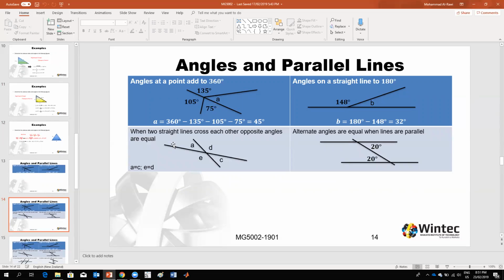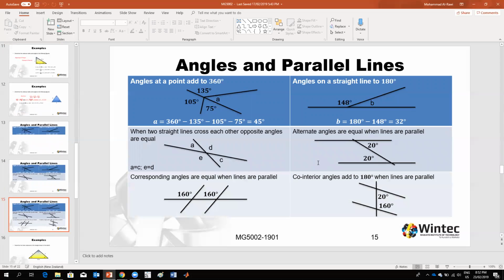Another example, when two straight lines cross each other opposite angles are equal. So angle A is equal to angle C, angle D is equal to angle E. The same thing, alternate angles are equal when lines are parallel, so that 20 is equal to that 20. Corresponding angles are equal when lines are parallel, such as this example. And we did talk about in the class when you have 160 degrees here, if there's a parallel line to that line, then the angle will be the same.